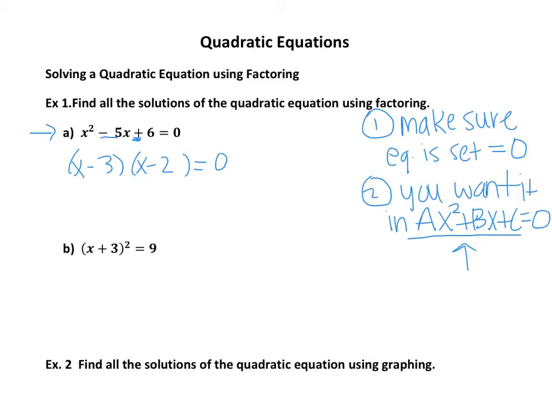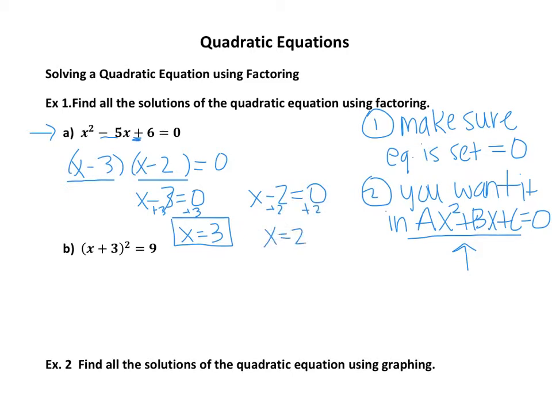So now what we're going to do is take each individual equation now and set it equal to 0. So I'm solving like two miniature equations. X minus 3 equals 0 is one. X minus 2 equals 0 is the other. And from there, you should get two answers. So if you look here, if I add 3, my first answer is x equals 3. My second answer, add 2, is x equals 2. And those are my two answers to this part A, find all the solutions.